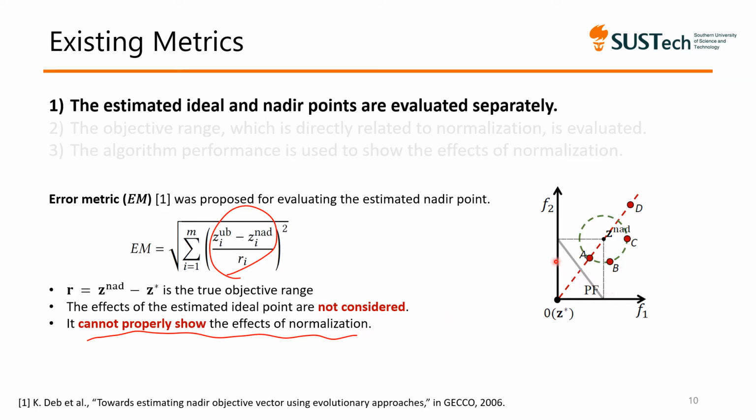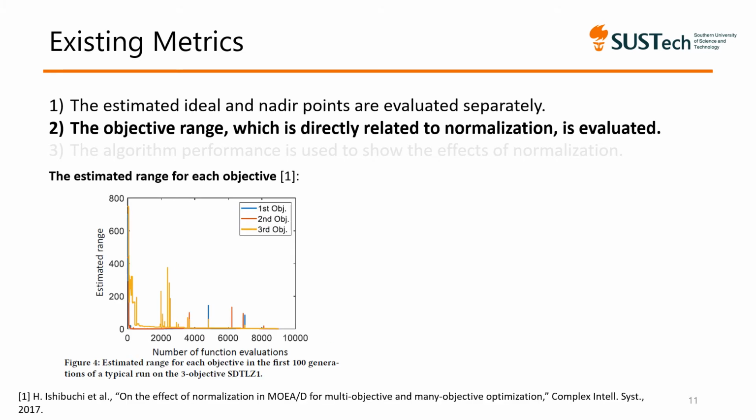As illustrated in this figure, points A, B, and C are 3 points with the same value of the error metric, but they have completely different effects on normalization. Points A and D have different error metric values, but they have exactly the same effects on normalization. The second category of existing metrics uses the objective range to evaluate a normalization method.